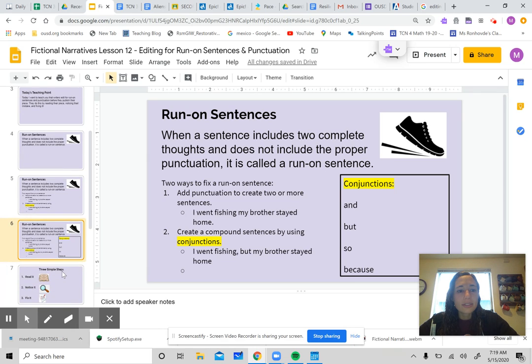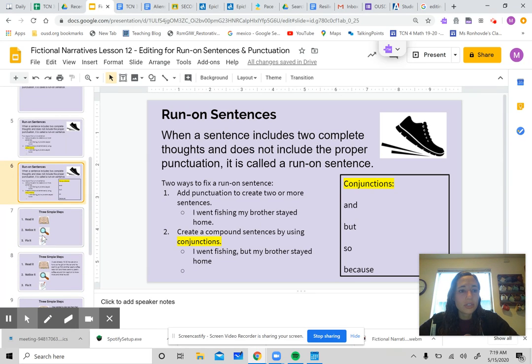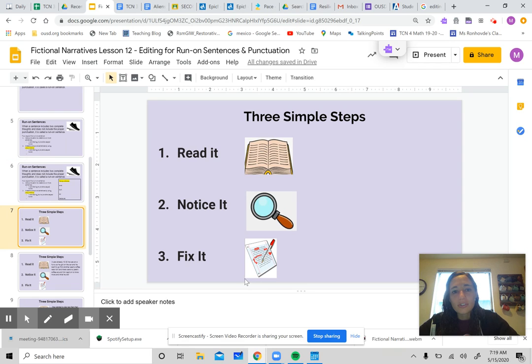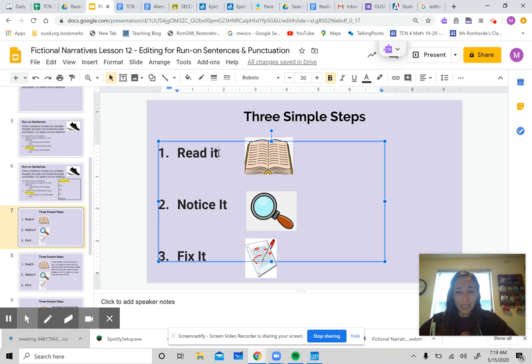Let's take a look at the process of doing this. We have gone over this before in class, but you might not remember, so let's go over it. There are three simple steps to editing your document, and not just for punctuation, but for run-on sentences as well. First you read it. You'll go back to your document and start reading your piece aloud. That means you're going to read it out loud. That's really helpful in order to spot some of your errors. You might even do it with someone you live with.